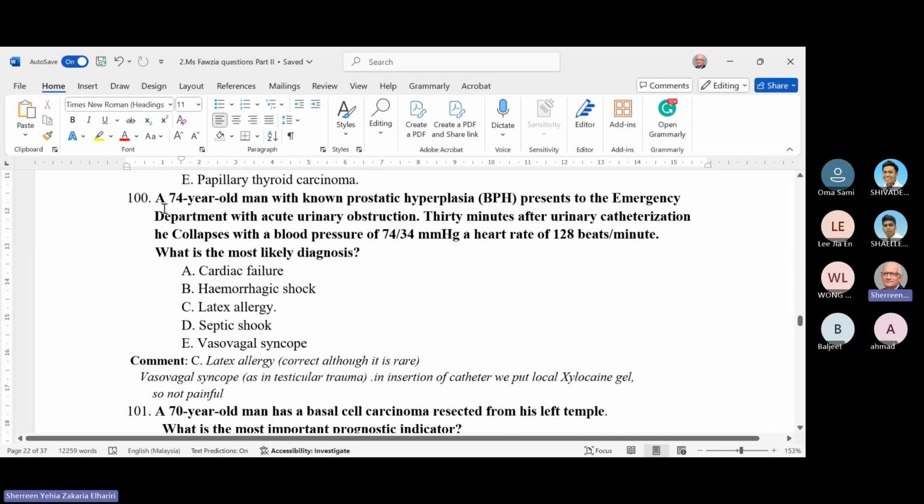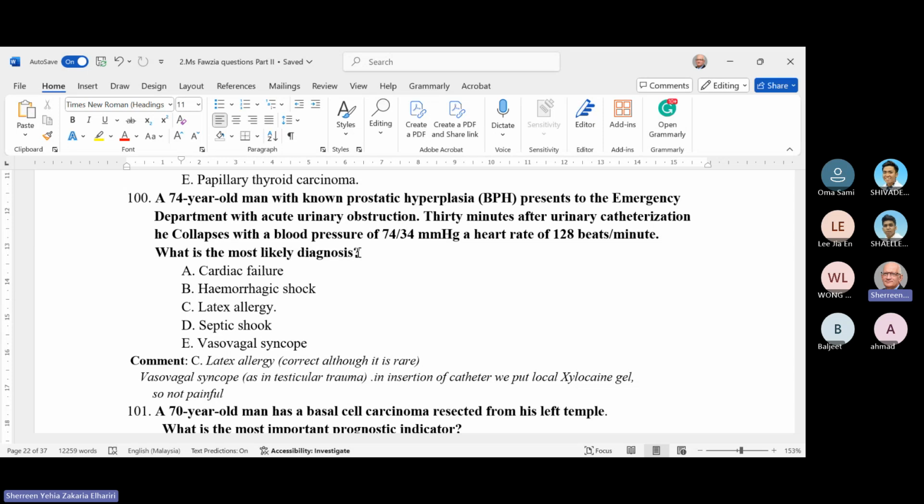Next question, 100. A 74 years old man, known to have benign prostatic hyperplasia, presented to the emergency department with acute urinary retention. 30 minutes after urinary catheterization, he collapsed. Blood pressure low, heart rate high, most likely diagnosis? This occurs sometimes if the patient gets a catheter and collapses, with edema of the penis, and the patient looks like shock.